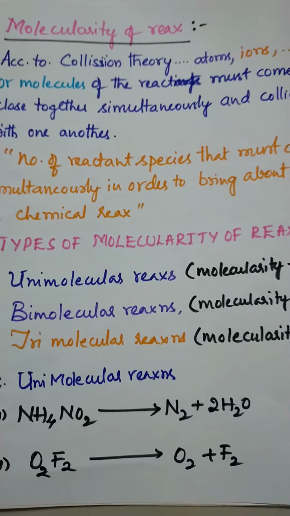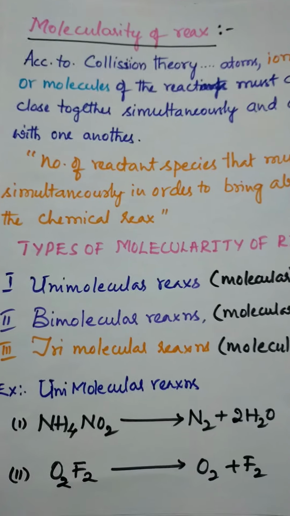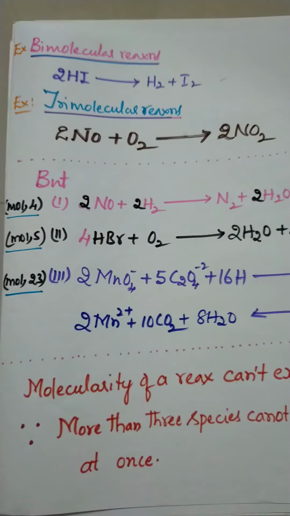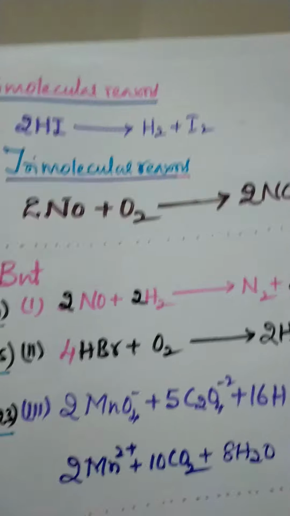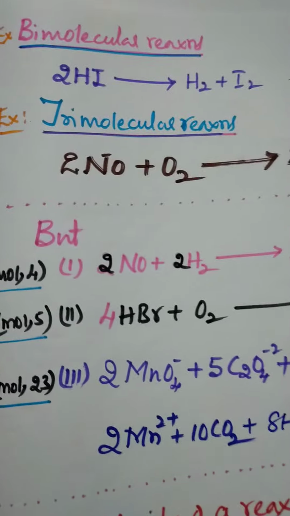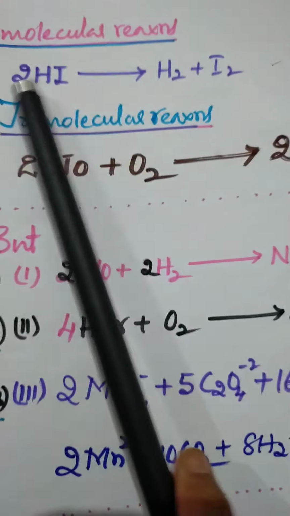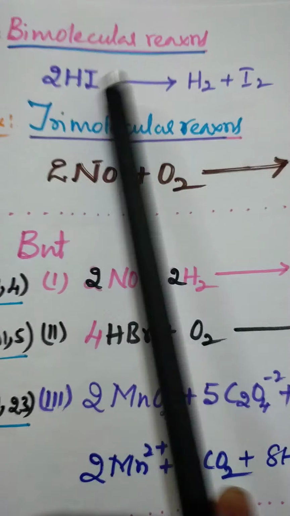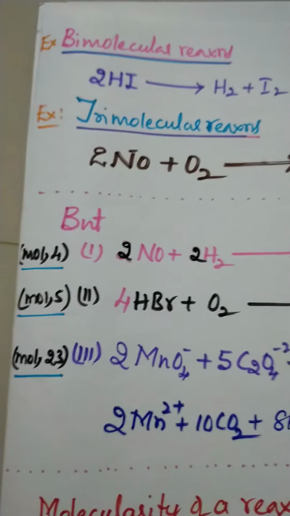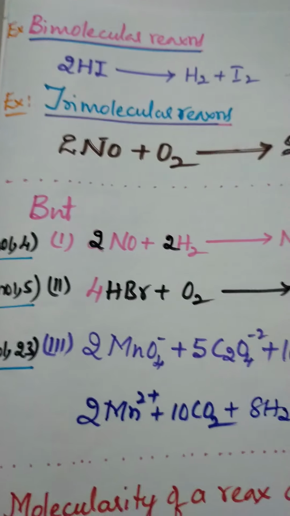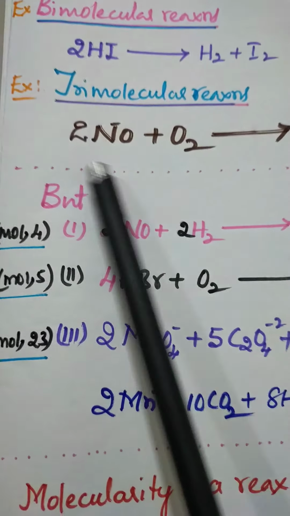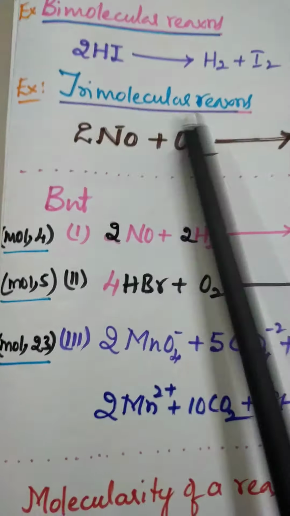Then we come to that one, after unimolecular reaction, bimolecular reaction. So here it is a bimolecular reaction. Bi, the name itself shows two molecules: two hydrogen iodide, or hydrogen and iodine, two hydrogen and two iodine react together and then form the product, that's called a bimolecular reaction. Then come to trimolecular, count that one, two NO molecules and one oxygen, so trimolecular reaction.